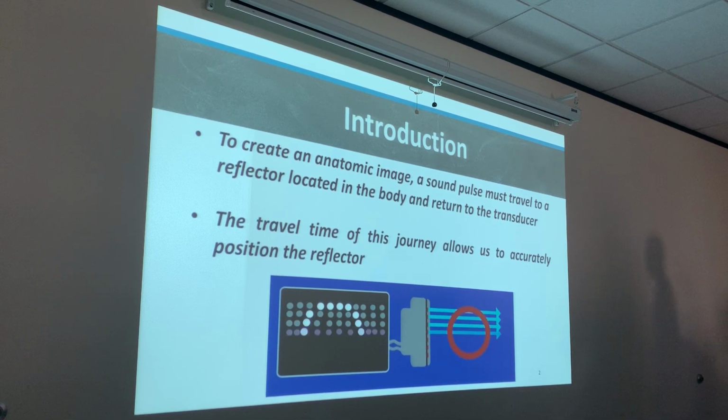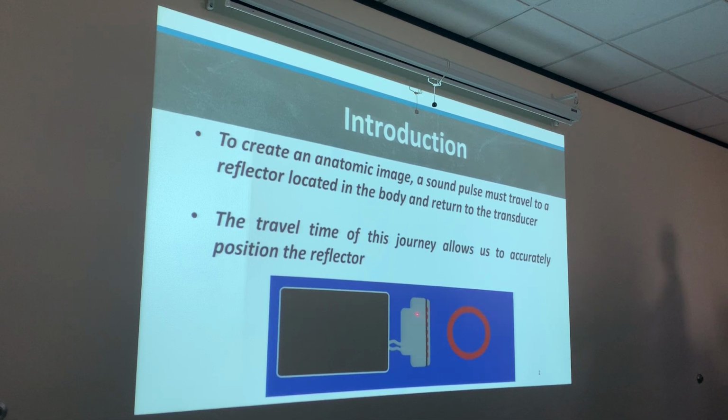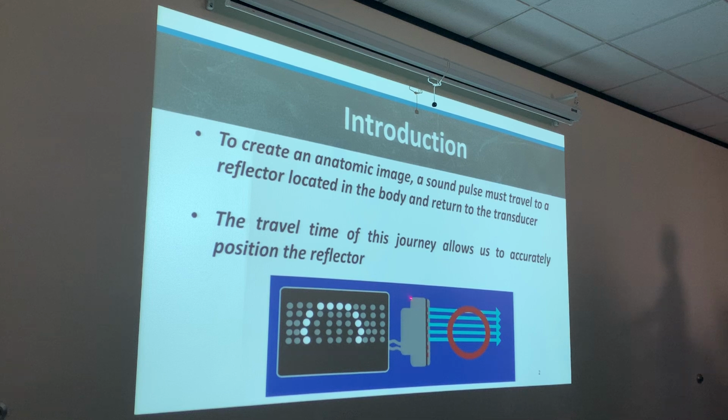But this, the range equation, is our last physical property concerning ultrasound waves, this chapter right here. The travel time of this journey allows us to accurately position a reflector. This is an example of how we're able to get this image. These waves are coming out of this transducer, hitting this reflector, and some of them bounce back. That's how we're able to create these images at different depths.